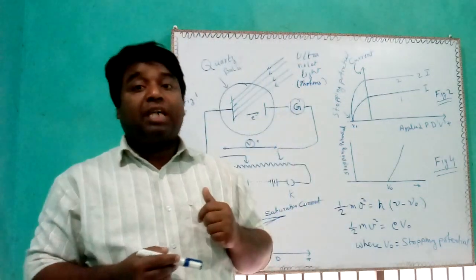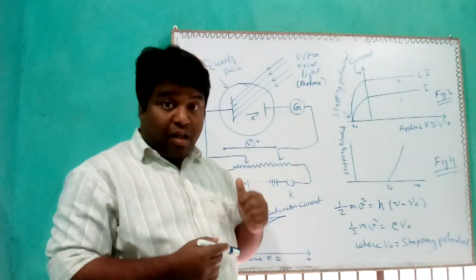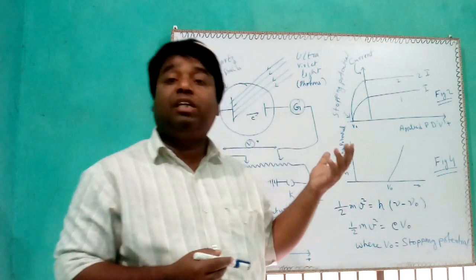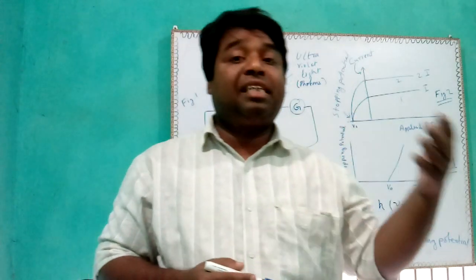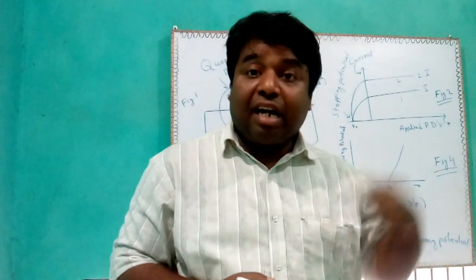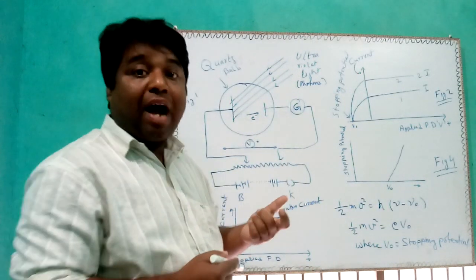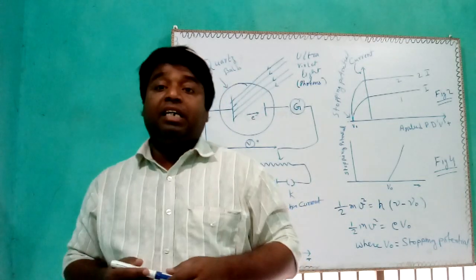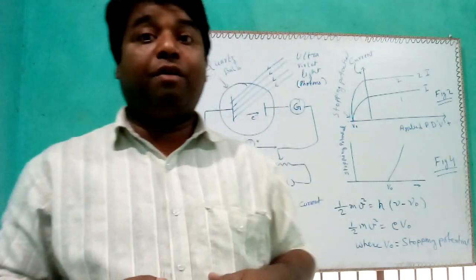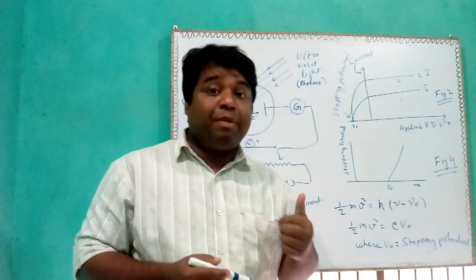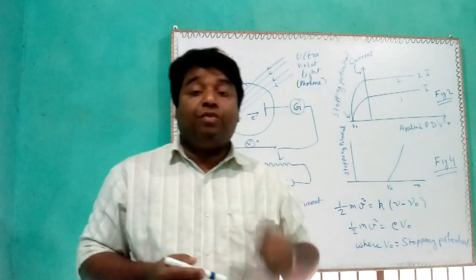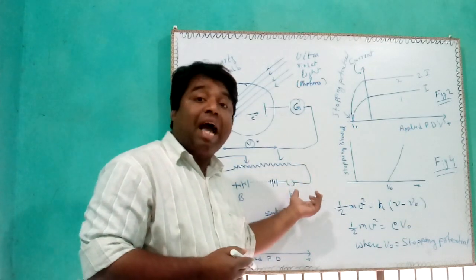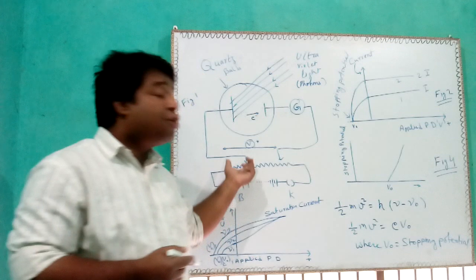That means there are two types of energy: one energy which is used for the liberation of the electron, and another for the acceleration and the motion of the electron. So the energy required for the liberation of the electron is given in terms of the stopping potential, and the energy will be e times V0, where V0 is the stopping potential, the potential which I applied through the potentiometer here.